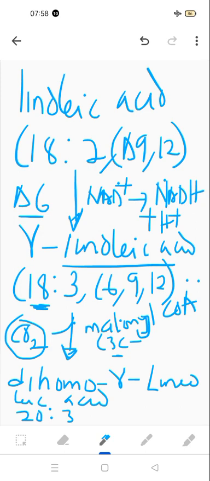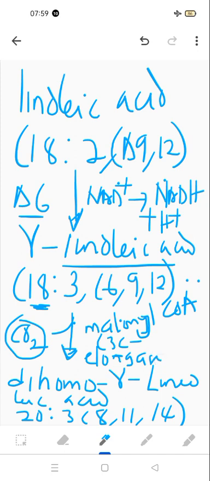So the new position of the double bond, when you're adding 2 carbon. The addition of 2 carbon affects the double bond. So you can just add 2 to the positions of the double bond. From 6, we do 6 plus 2, that is 8. 9 plus 2 is 11, and 12 plus 2 is 14. So the new position of the double bonds will change. This gives us dihomogamma linoleic acid, and the enzyme that first catalyzes this process is an elongase enzyme. Elongase.